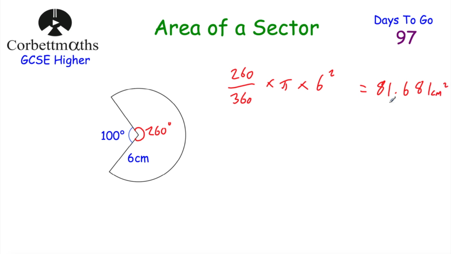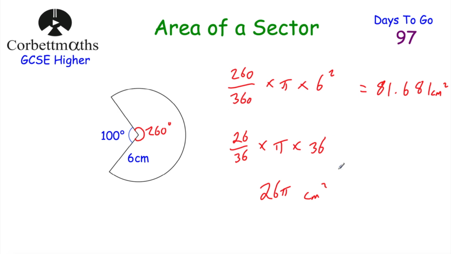So if you'd done it as a calculator question, you would just work that out, typing it into your calculator. If this was a non-calculator question, just to show you, what you would do is cancel it down if you could. So we cancel down our fraction, and we would have 26 over 36 multiplied by pi multiplied by, and 6 squared is 36. And now we just need to work out what 26 over 36 of 36 would be. So we divide by the bottom, that's 1, and times by the top is 26. That would just be 26 pi centimeters squared.